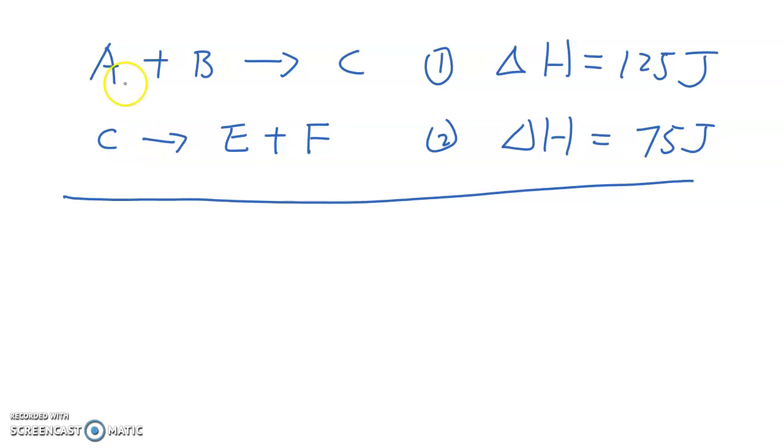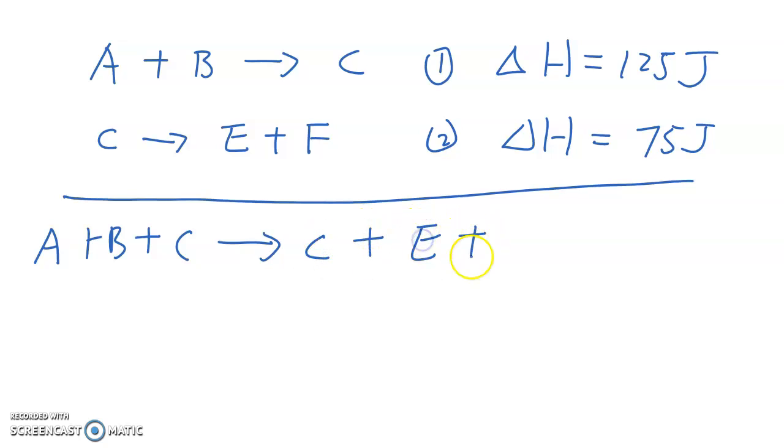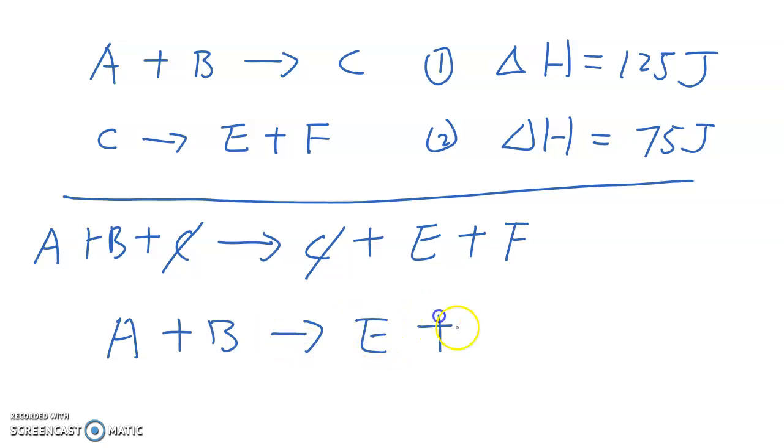The reactants from each equation will stay on the left side of the arrow. That means reactants will still be reactants, products will be products. I have A plus B plus C, and it's going to yield C plus E plus F. Okay, so what happened is I can cancel out the C, and I will have A plus B is going to give E plus F. Yes, I'm allowed to do that.